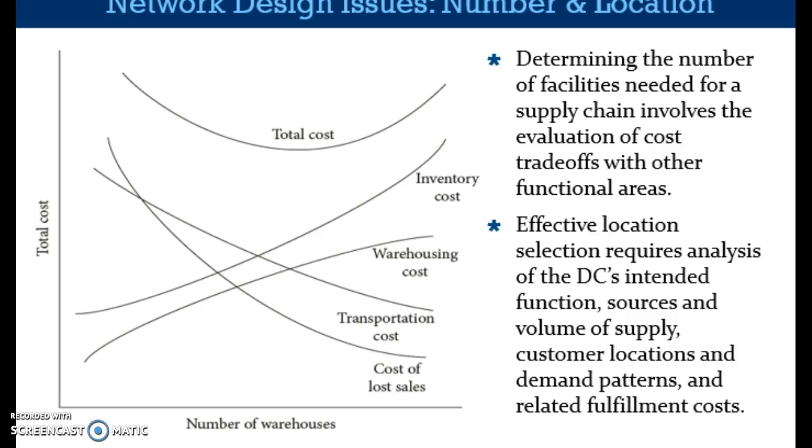The second and third network design issues focus on the number and location of distribution facilities within the supply chain. Determining the number of facilities needed for a supply chain involves the evaluation of cost trade-offs with other functional areas. For instance, transportation costs. Consolidation of inbound freight into truckload quantities achieves lower transportation rates per hundredweight and reduced transportation costs. On the outbound side, increasing the number of warehouses brings the warehouses closer to the customer and market area, reducing both transportation distance and costs.